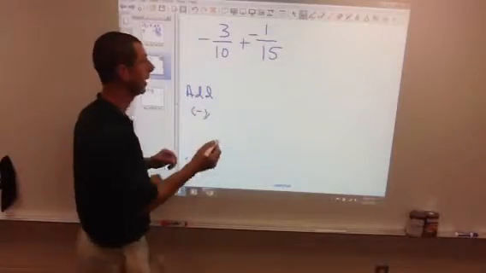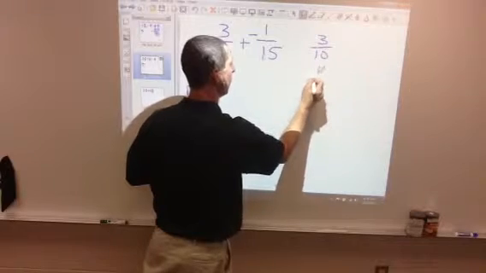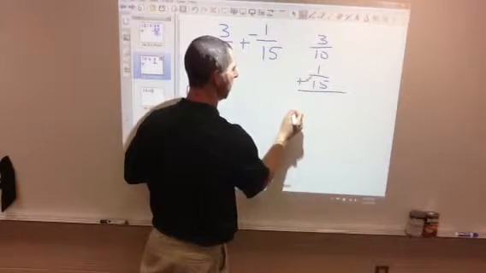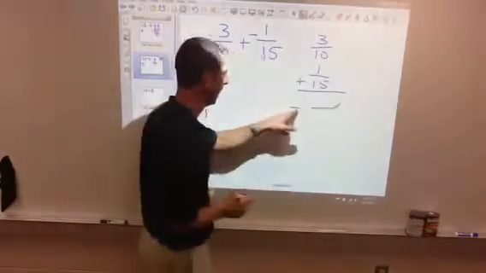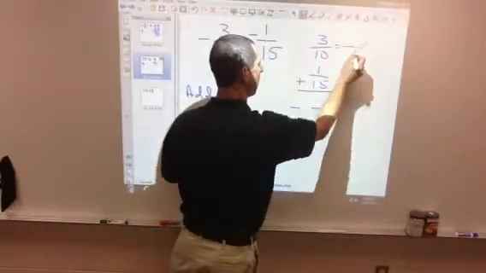and my answer is gonna be negative. So it doesn't matter what order I add in, I'll put 3/10 on top, 1/15 on the bottom. I have to add these up, my answer is gonna be negative, so I'm gonna put my negative sign so I don't forget. Okay, now I have to get a common denominator.